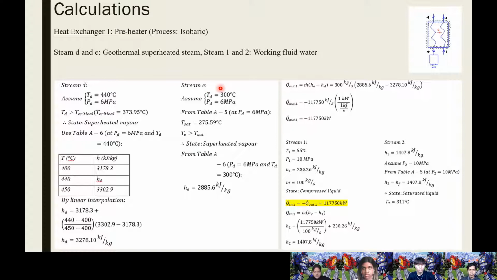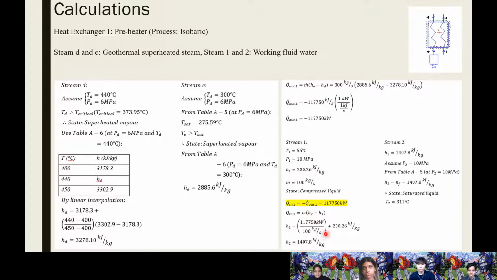And for stream E, we assume that the geothermal superheated steam exits the preheater at 300 degrees Celsius and 6 megapascal, and it is in superheated vapor state. And from table E6, we found that HE equals 2885.6 kilojoule per kilogram, and we found that the Q out from the superheated steam is equal to 117750 kilowatt. And then stream 1 enters the heat exchanger at 55 degrees Celsius and 10 megapascal in the state of compressed liquid from the previous work.